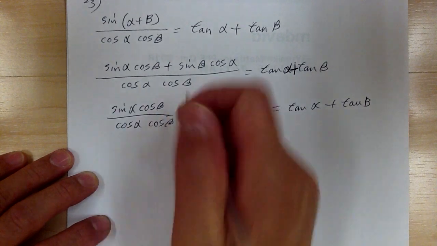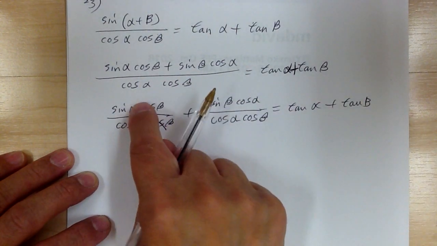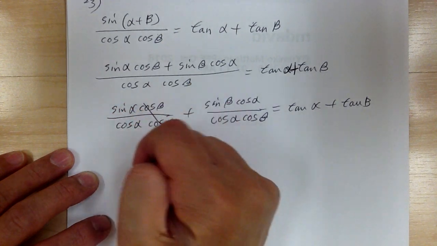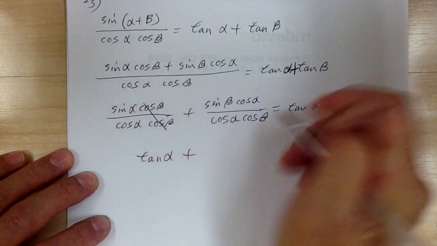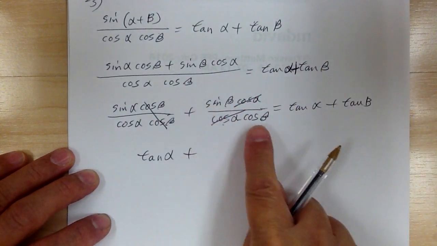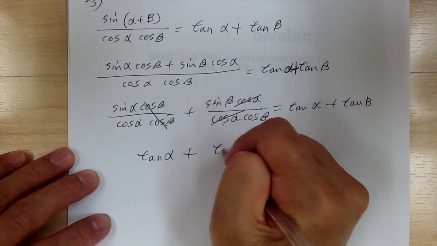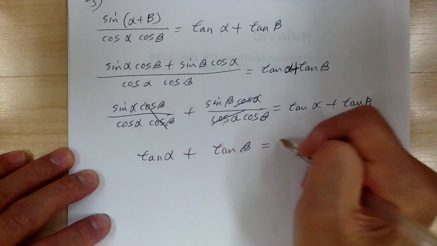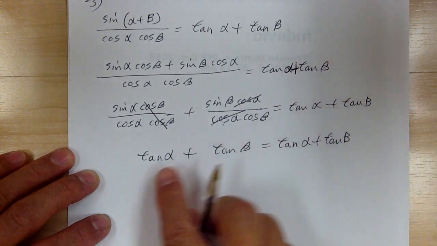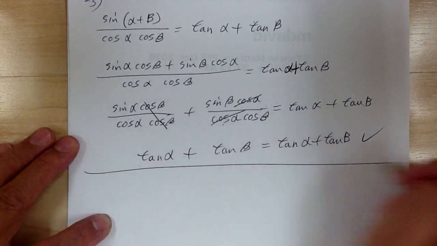So from here, this will cancel out. So sine alpha over cosine alpha, sine over cosine going to give you tangent. This one over here, the alpha and alpha cancel out. So you got sine over cosine beta, so this will give you tangent beta. And they're the same, so check, and that's it.